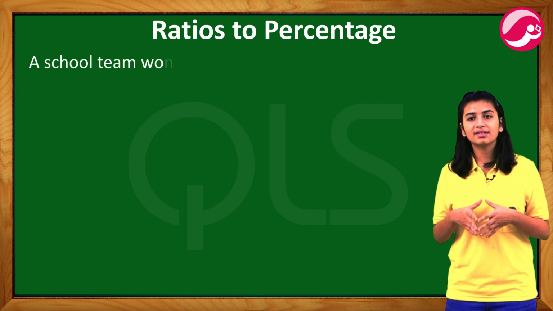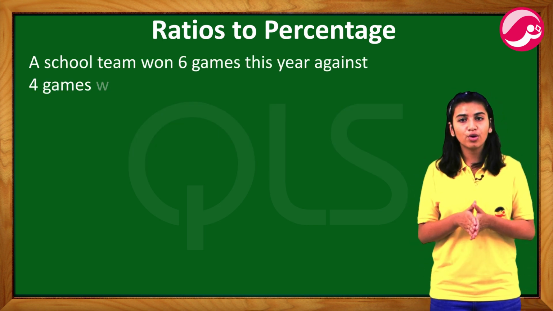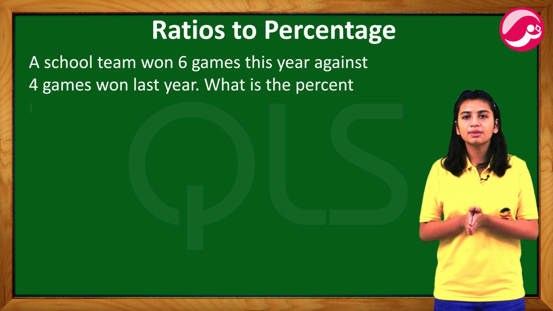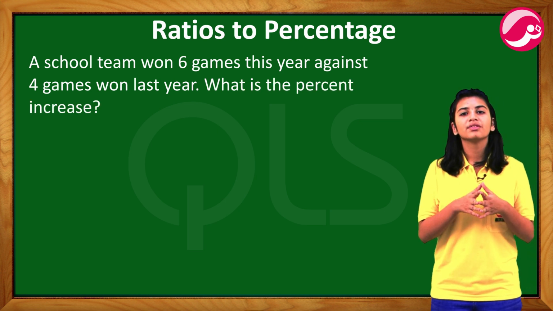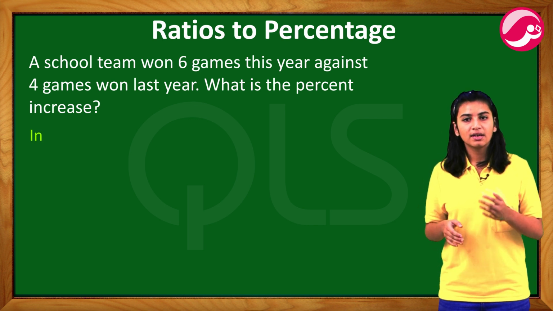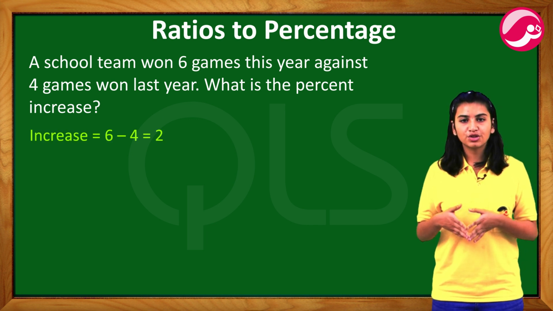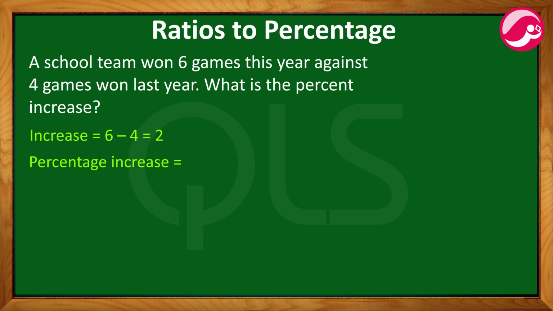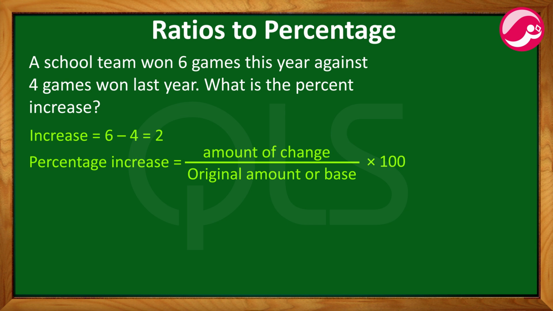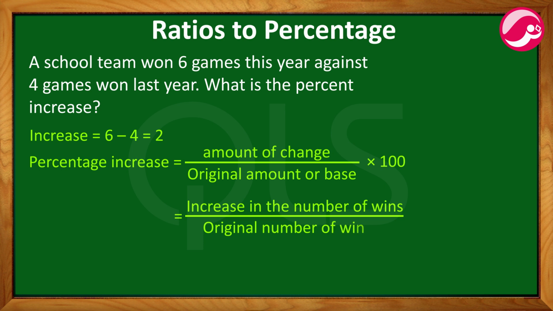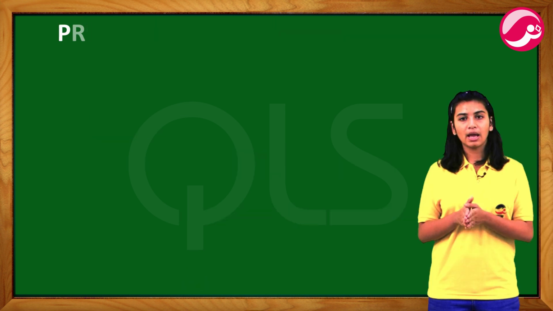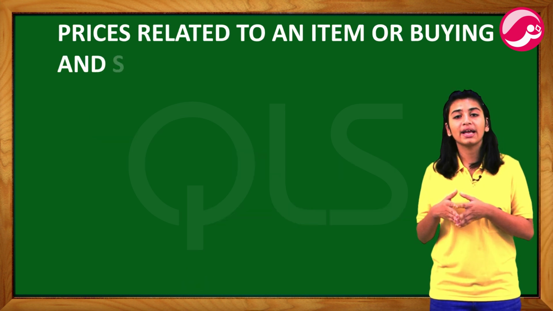A school team won 6 games this year against 4 games won last year. What is the percent increase? Solution. The increase in number of wins is 6 minus 4 is equal to 2. Percentage increase is equal to amount of change upon original amount or base into 100, which is equal to increase in the number of wins upon original number of wins into 100, which is 2 upon 4 into 100, which is 50% increase.